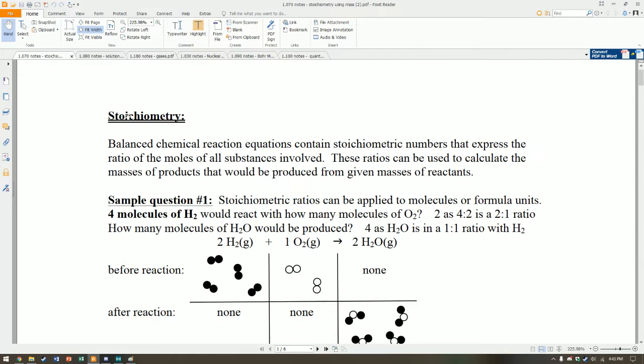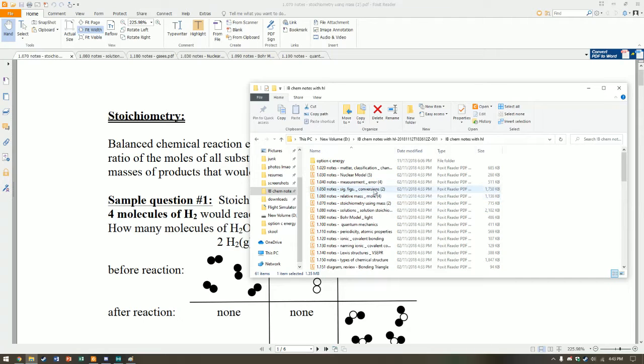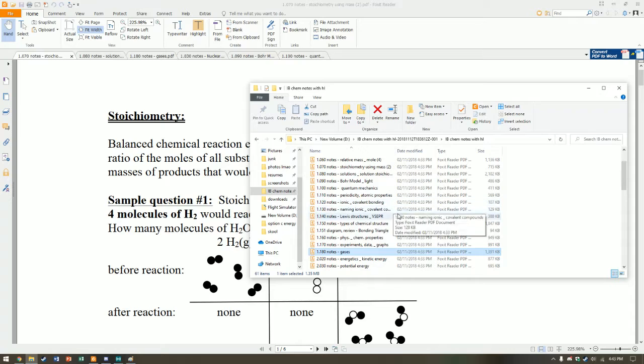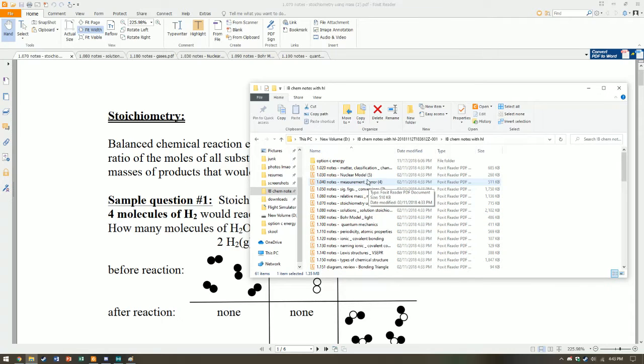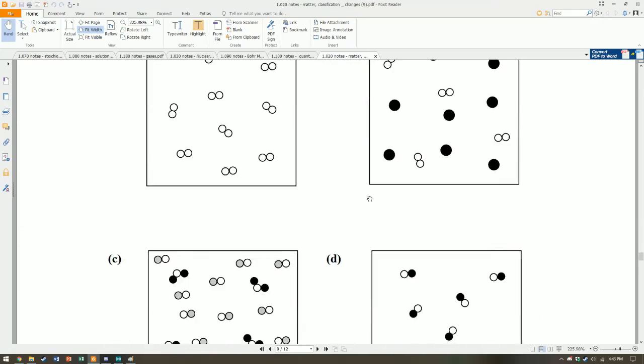So, balanced chemical equations often contain stoichiometric numbers that express. Well, first off, I should probably define what a balanced chemical equation is. So let me quickly pull up that set of notes here. Should be something here to do with balanced chemical equations. I think it's here. Yes, it's here.